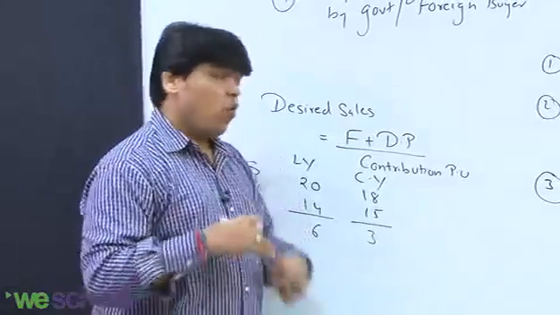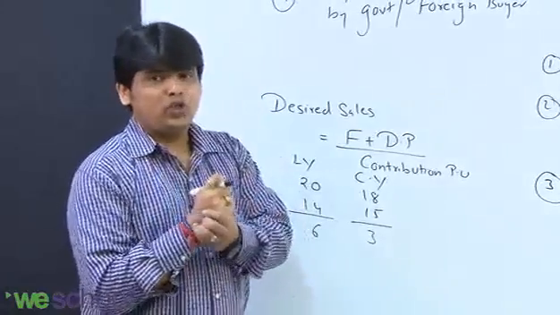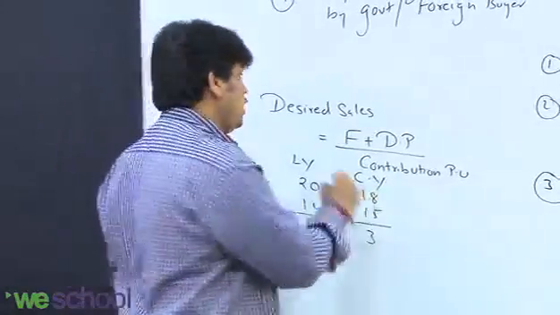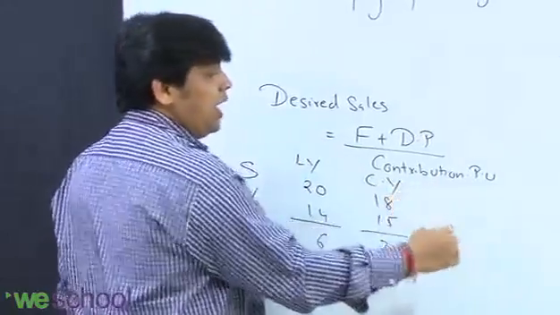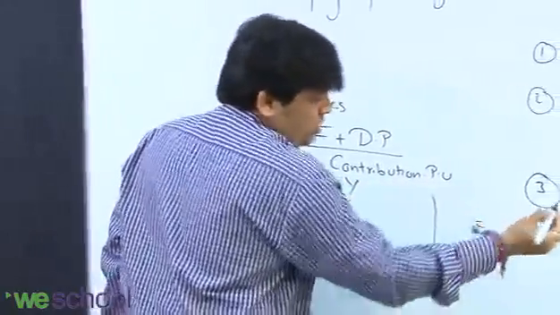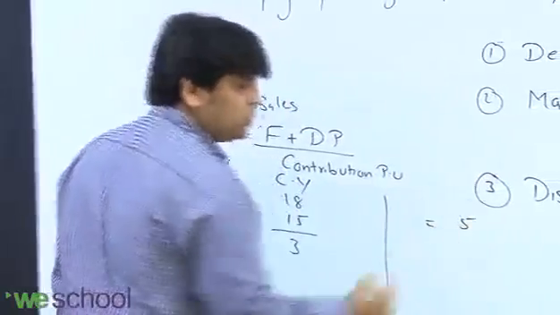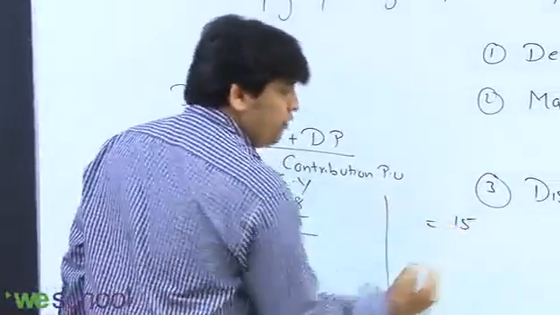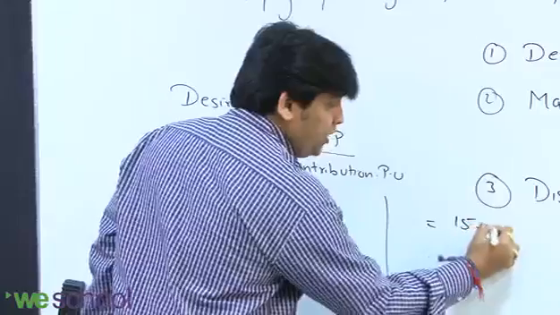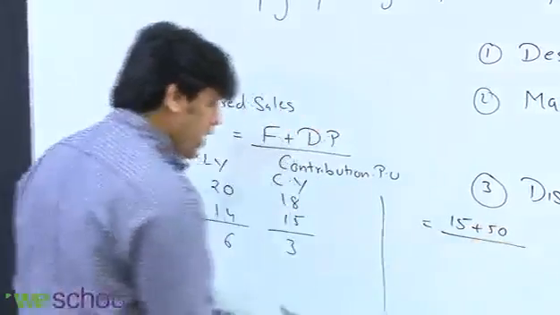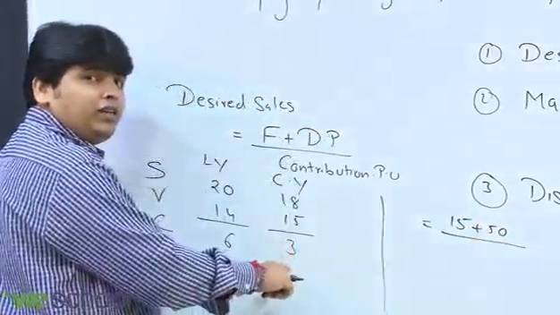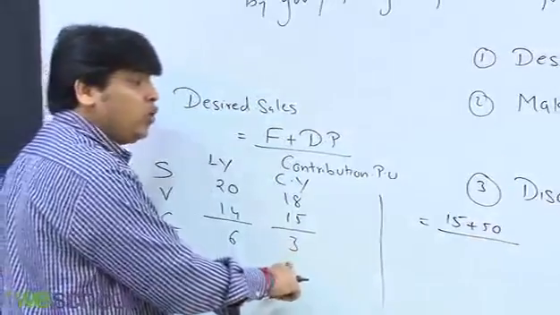Right? So what will be my sale units to earn the same level of profit? This formula will help me. How? Suppose last year's fixed cost was 5 crores. No, 5 crores is very less, 15 crores. Plus desired profit is 50 crores, divided by new contribution.